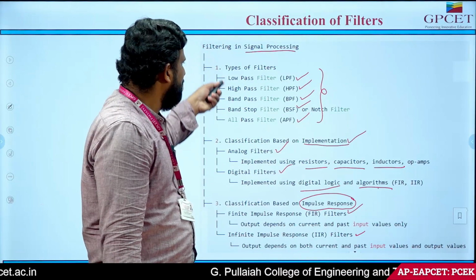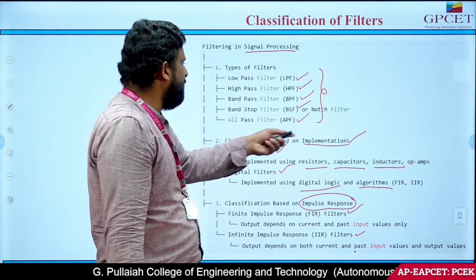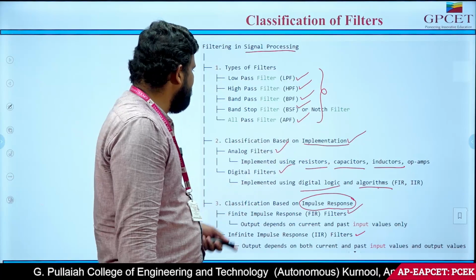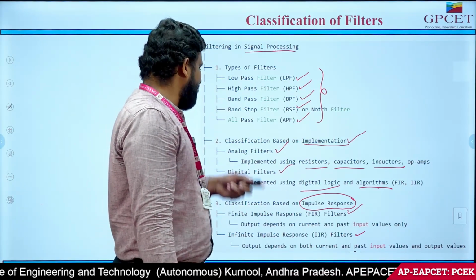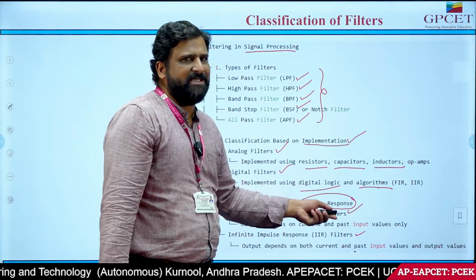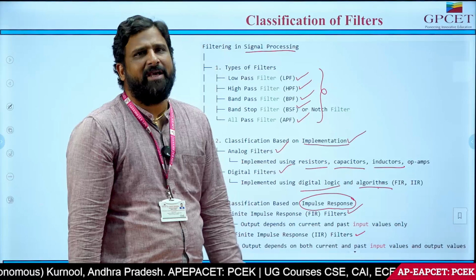So based on the definition of filters, the classification has been done like this: depending upon the signal processing, low pass, high pass, band stop and all pass filter. Depending upon the implementation, filters are classified into two types, analog filter and digital filter. And depending upon the impulse response, they are divided into two types: FIR filter and IIR filter.